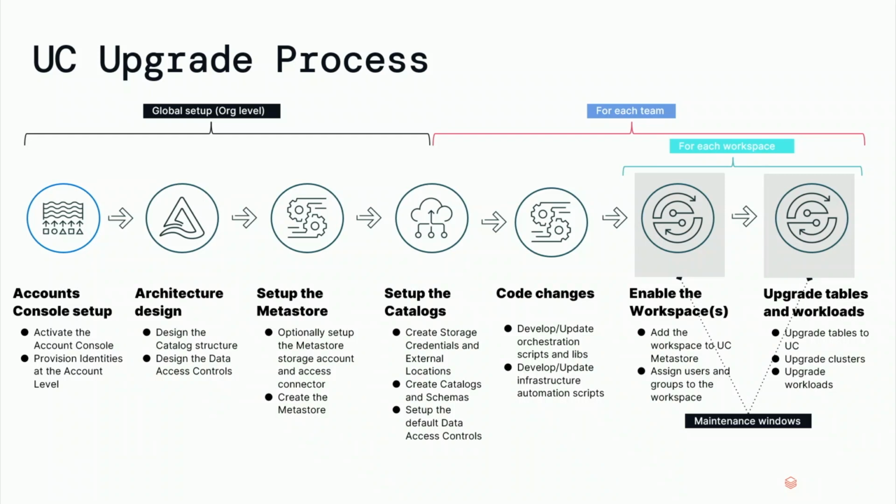And the final step is for each workspace. You basically assign a workspace to a metastore, you provision identities from the account level to the workspace level, and then also do all these actual upgrades that you prepared for in the code development stage. So you basically deploy the workflows, you upgrade the clusters, you also upgrade all the existing tables. So in the last step, you might have to think about how you define the maintenance windows, because this might have some downtime.